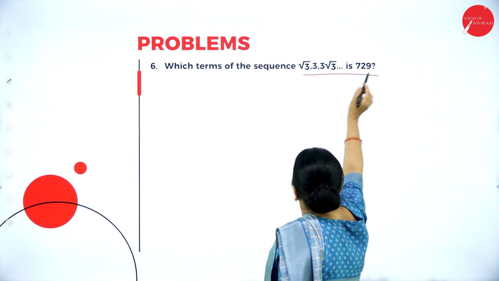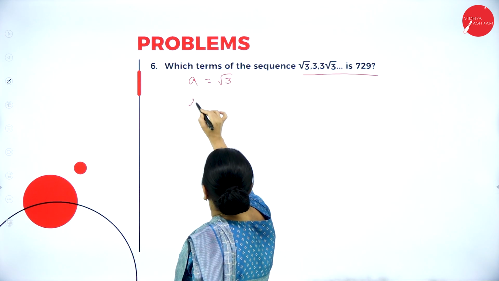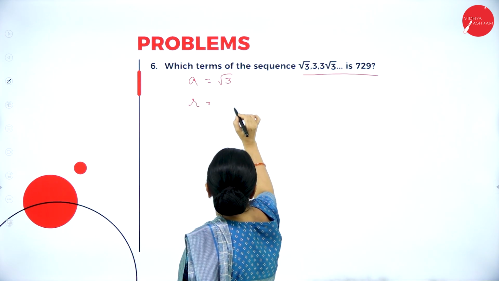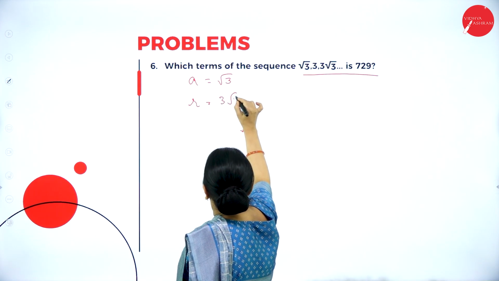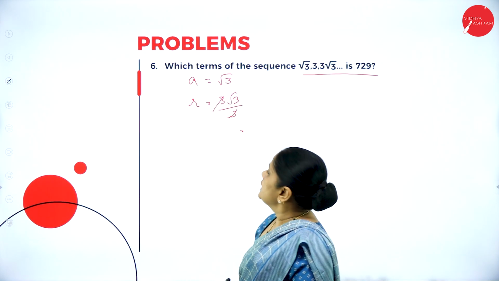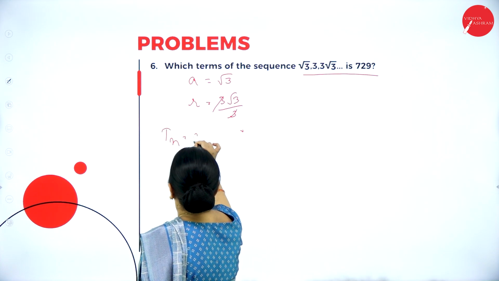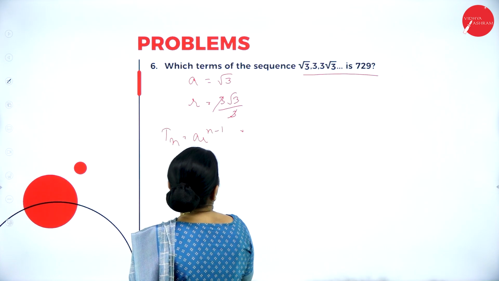Which term of the sequence is 729? A equals root 3, R will be equal to 3 root 3 by root 3. R is equal to root 3. Now we have to find Tn. AR to the power of n minus 1.